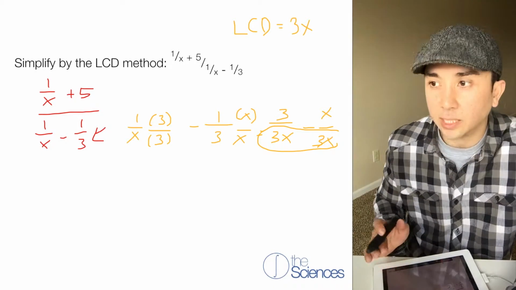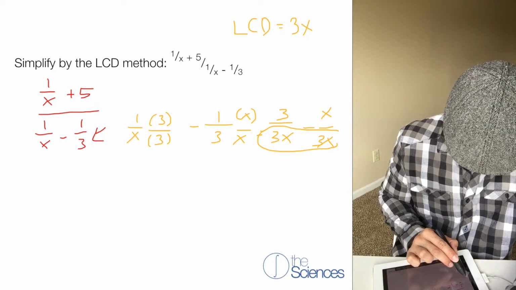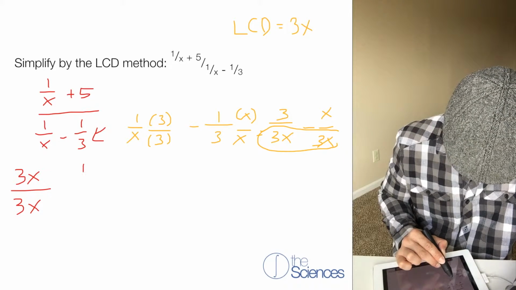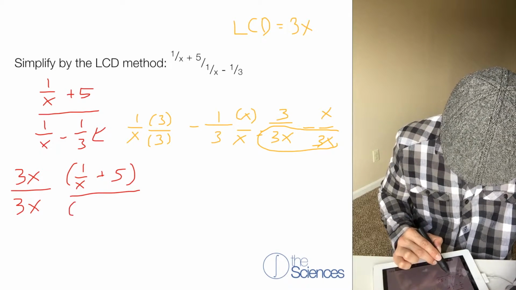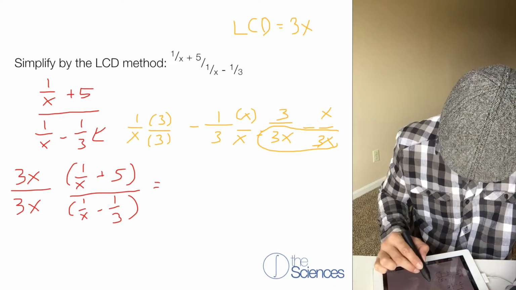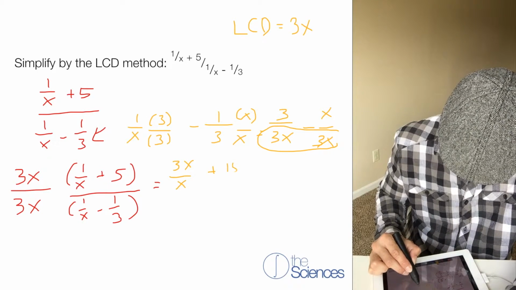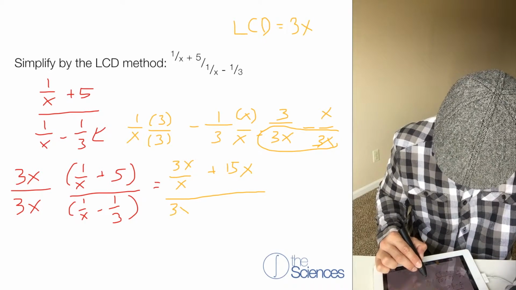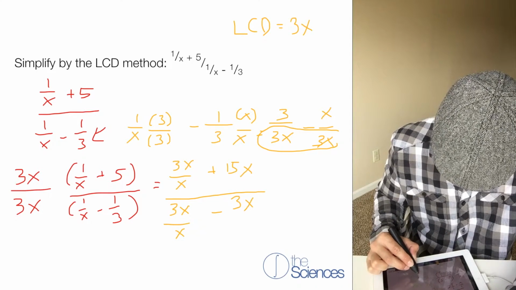Now we're going to multiply the numerator and denominator by the least common denominator. So we multiply 3x into 1 over x plus 5, and 3x into 1 over x minus 1 over 3. This gives us 3x over x plus 15x in the numerator, and in the denominator, we get 3x over x minus 3x over 3.